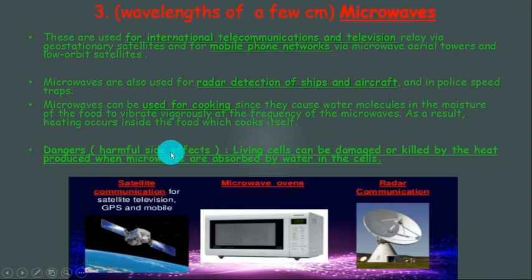Dangers or harmful side effects of microwaves in general: living cells can be damaged or killed by the heat produced when microwaves are absorbed by water in the cells. Okay, this is the danger or the harmful side effect of microwaves. Look at these examples. Where do we use microwaves? Satellite communications, television, mobile network, radar communication, microwave ovens. All these are examples of microwaves. I hope that this part of the lesson is clear and easy.